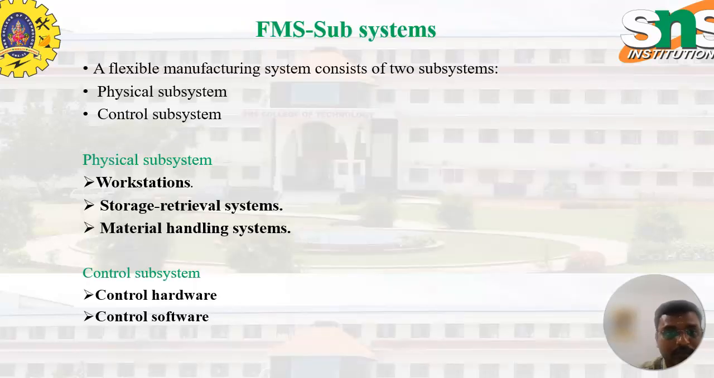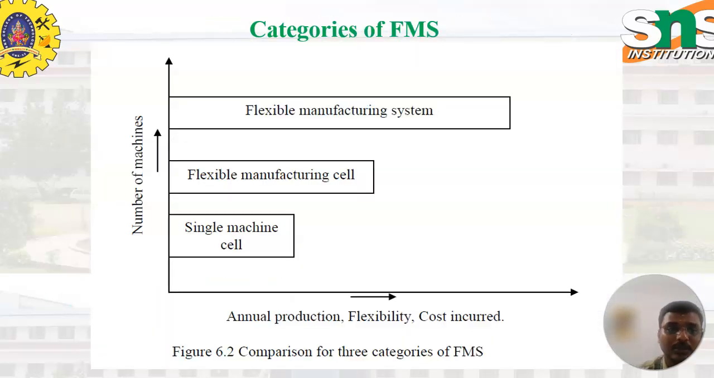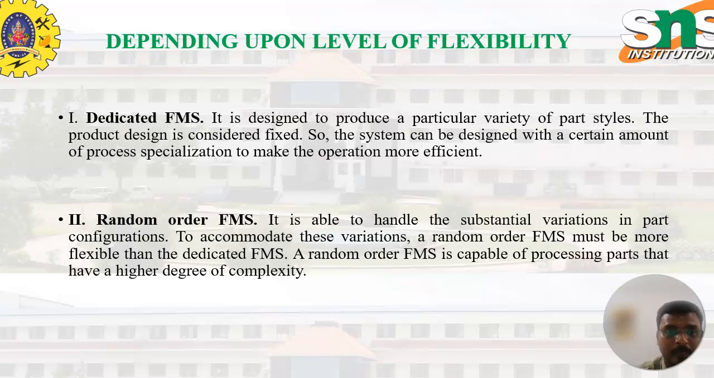This is about the flexible manufacturing system. We have two subsystems called the physical subsystem and the control subsystem. The physical subsystem is nothing but the workstations, storage and retrieval system, and material handling system. The control subsystem is the control hardware and software. This is the flexible manufacturing system introduction.